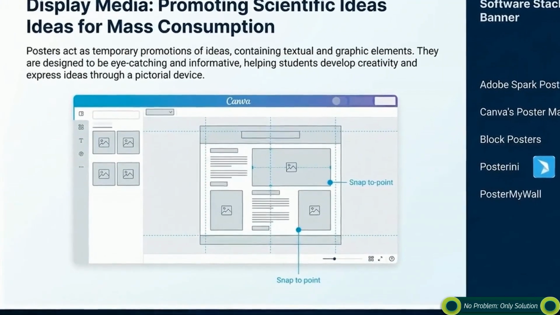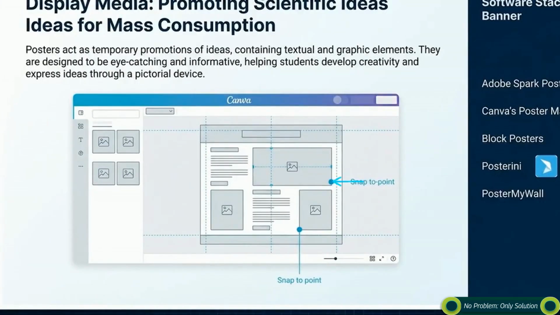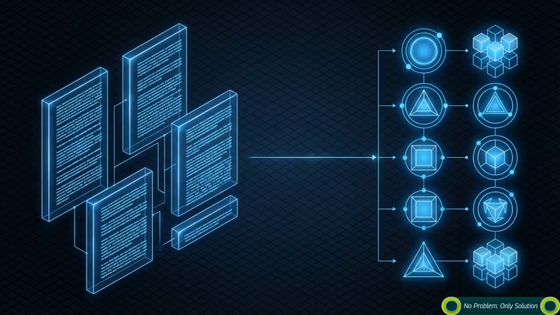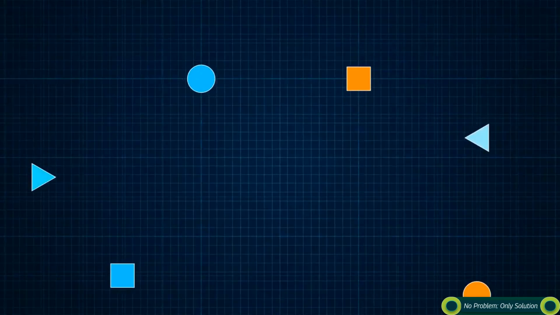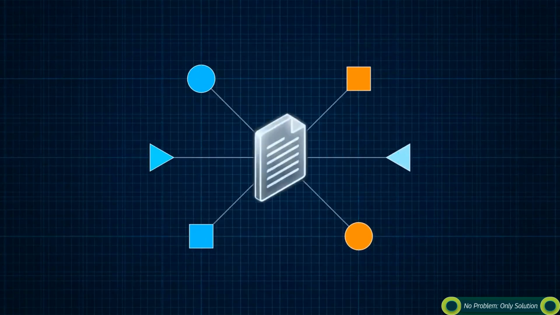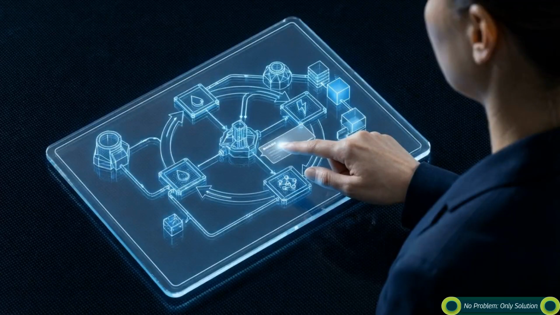Tools like Canva use snap-to-point alignment guides, which automatically align objects to specific grid intersections to help students build clean, informative layouts. These visual design applications provide a structured way for students to combine textual and graphic elements. This helps them express complex ideas through a pictorial device. Effectively using data visualization and layout tools turns students into active interpreters of scientific information.